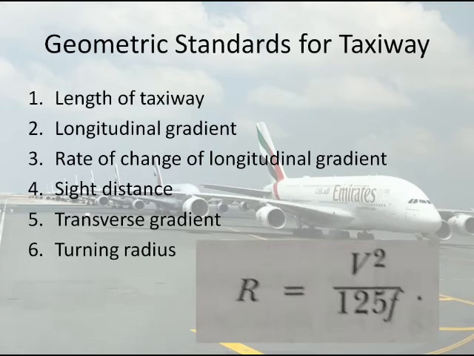Next, the fifth point, the transverse gradient. For the quick disposal of surface water, it is necessary to provide a transverse gradient for the taxiway.